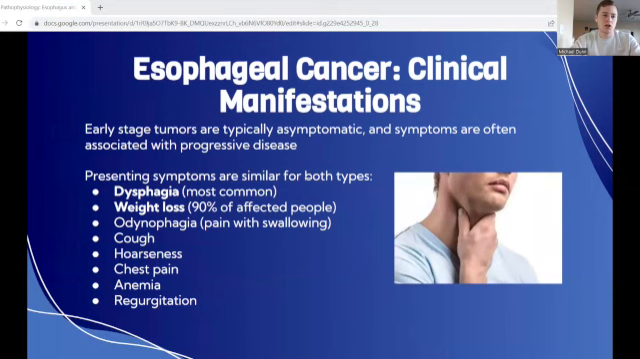In terms of clinical manifestations, like with other types of cancers, early stage tumors are typically asymptomatic. And once they have progressed to a more later stage, that's when the symptoms start popping up. So you can see some of the popular ones that you would commonly see: dysphagia, initially issues with solids, and then progressing to issues with swallowing liquids as well. Weight loss, 90% of people affected there. Again, going back to our red flag questions. And then you can see some other ones: cough, hoarseness, chest pain, anemia, and regurgitation. And that's common for both types.